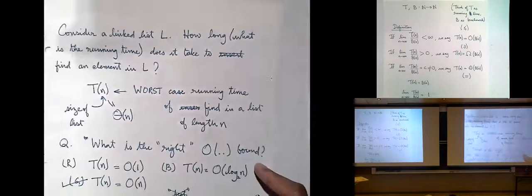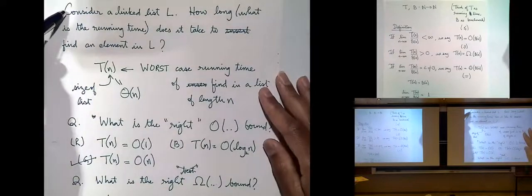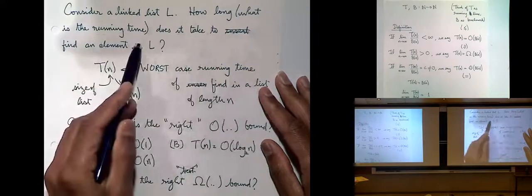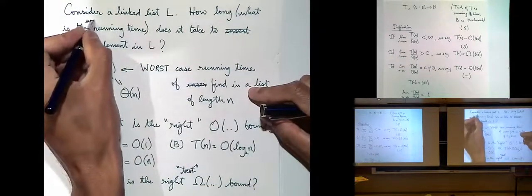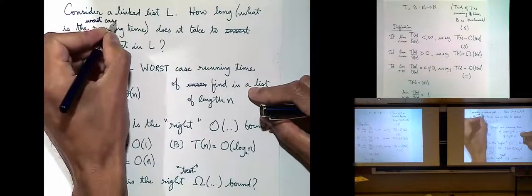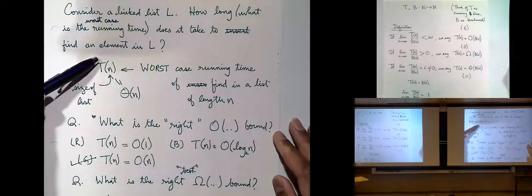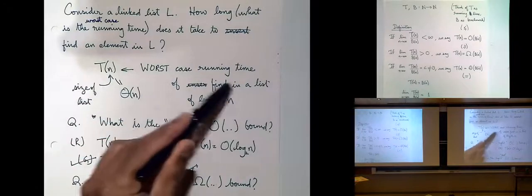OK. And at the end of the last lecture, we were sort of stepping away from the math and going to a specific application. Consider a linked list L. What is the running time? And I should say, by running time here, I mean worst case running time. So what is the worst case running time to find an element in the list, where T of n denotes the worst case running time of find?